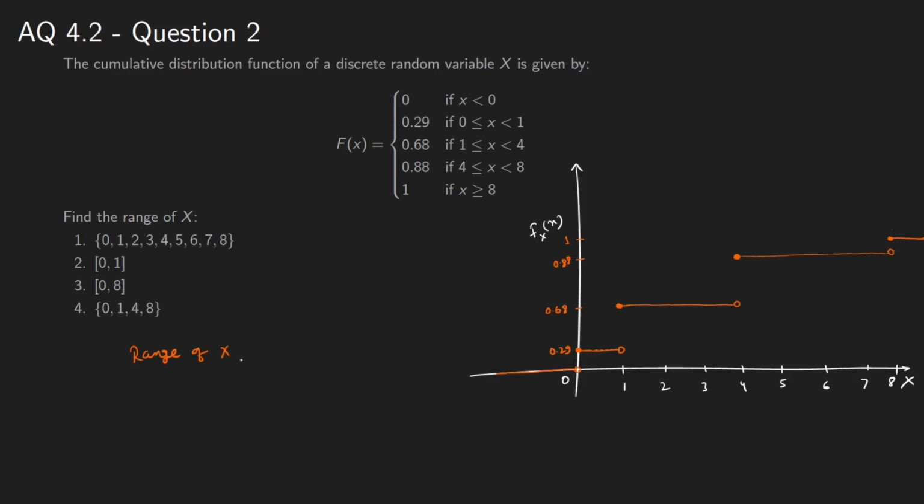Range of x: first of all, there is a jump at 0, so 0 will be one of the points. Then at 1 there is a jump, then at 4, then at 8. So 0, 1, 4, 8 are all the points where there is a jump, and at other points there is no jump, so there is 0 probability for them. So the range of x will be the set {0, 1, 4, 8}. So the fourth one is the correct option.